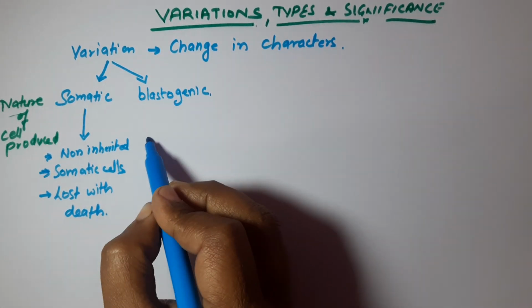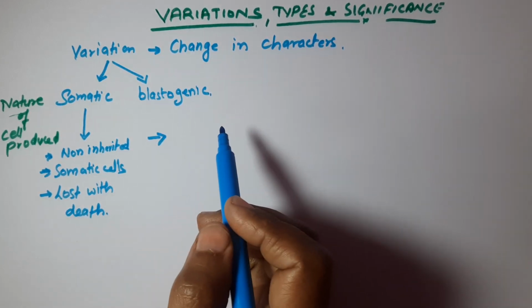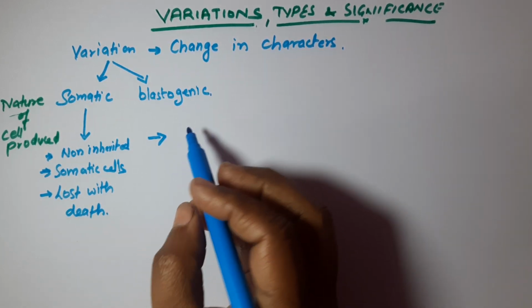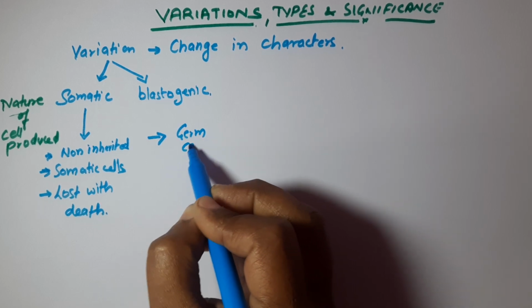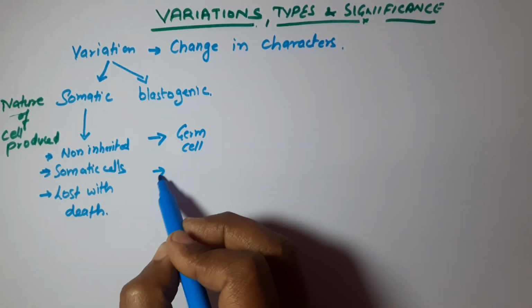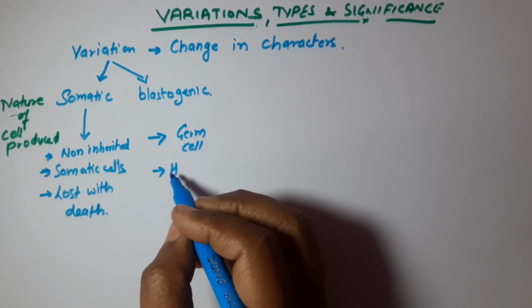And the blastogenic variations are caused due to the germ cells, and thus these are inheritable.